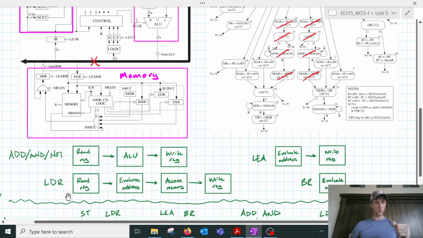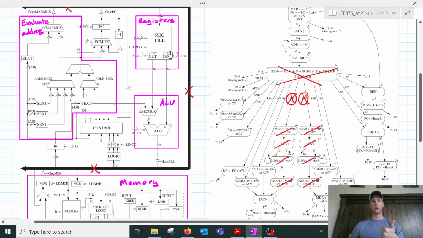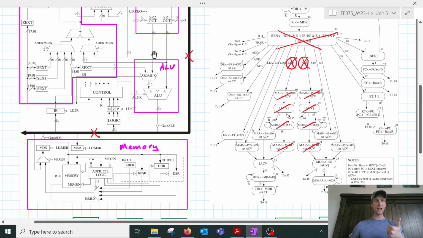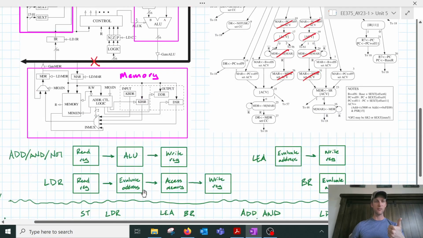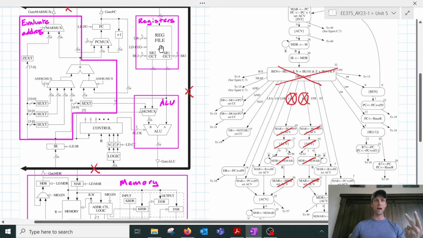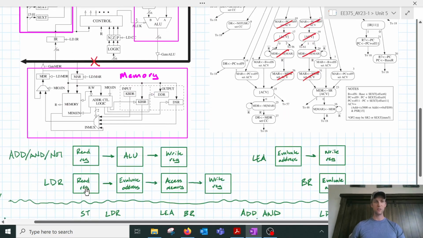For my load register instruction, I need to be able to read the register file. So I read where my offset is basically. I've got to evaluate the address. So I'm going to add that value to the offset that's in my instruction to determine where in memory I'm getting a value. Then I have to take that value out of memory. So I'm accessing my memory section down here. And then lastly, I can write that value to the destination register to where it's loading. So load register takes sort of these four components one after the other.